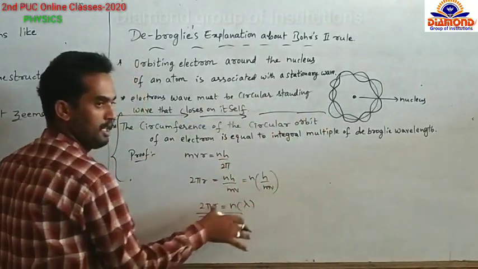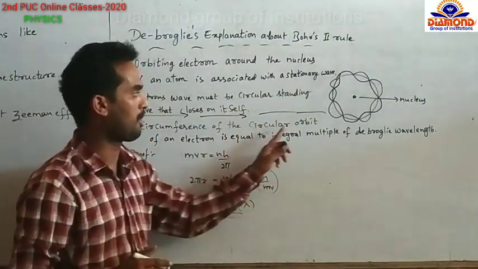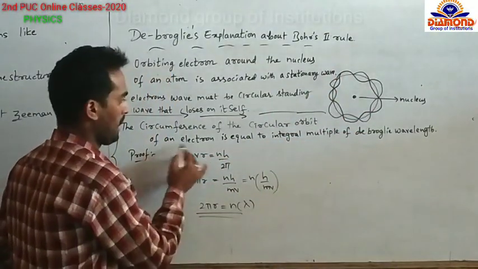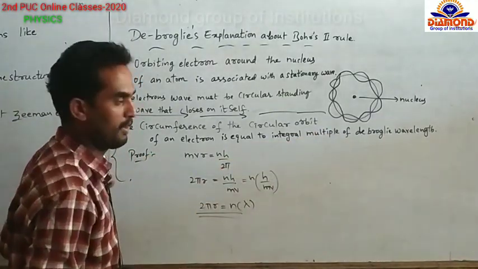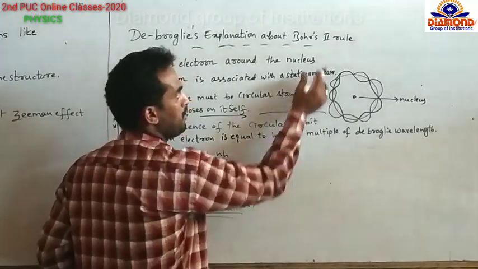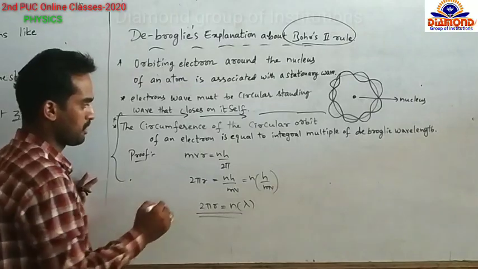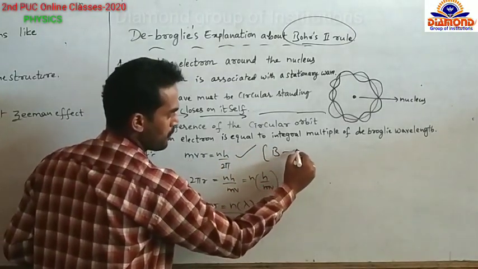From here the main concept starts. The circumference of the circular orbit, that means the path in which the electron is moving, is equal to an integral multiple of the de Broglie wavelength. So this concept we are deriving based on which theory? Bohr's second rule. What does Bohr's second rule say? mvr equal to nh by 2 pi, that is Bohr's rule.